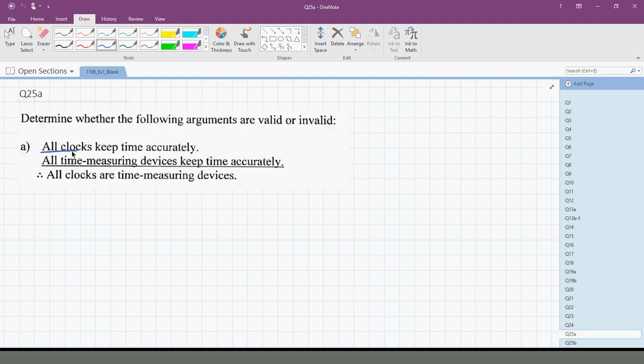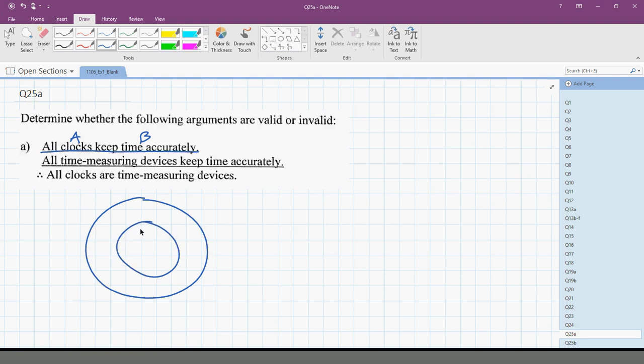This first sentence says, all clocks keep time accurately. This is what we call the A. This is what we call the B. And because it is all, your circles will look like this. You'll have one circle inside the other. A, which is about clocks, I put in the center. B, which is about accurate time, I put on the outside. Because all my clocks are accurate.